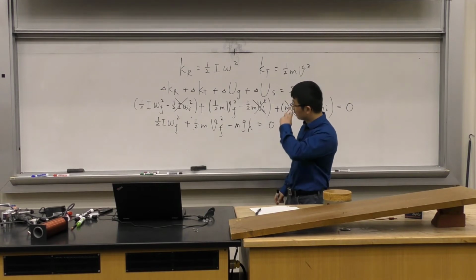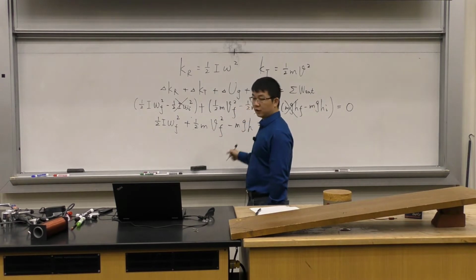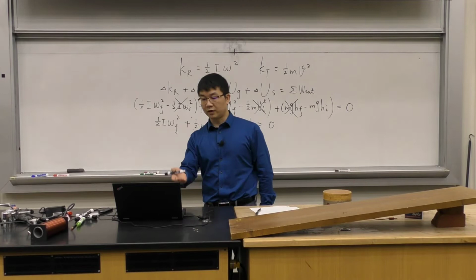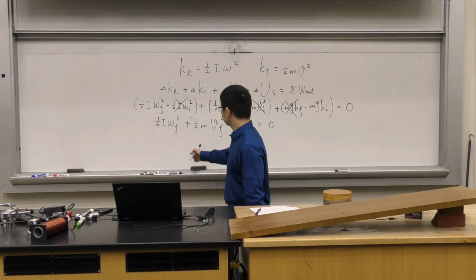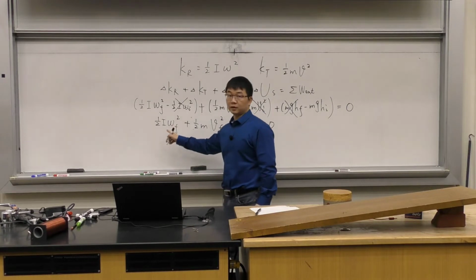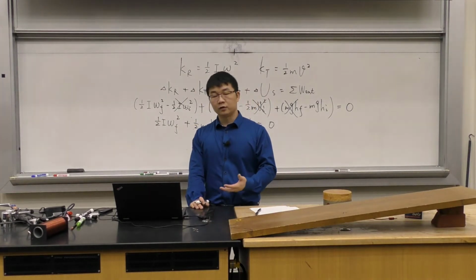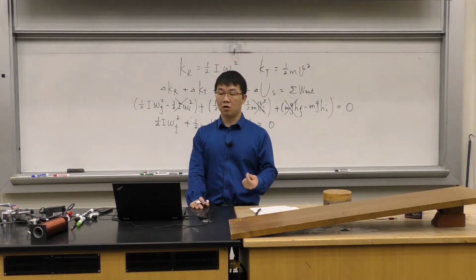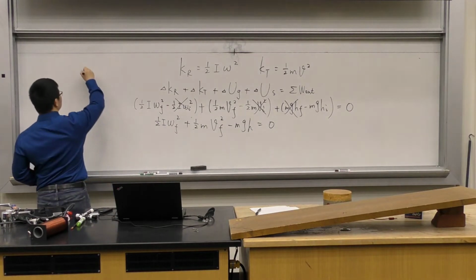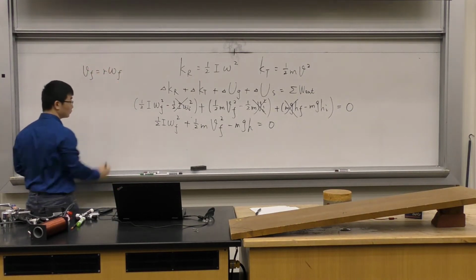But wait a moment. I, m, h are variables from the problem. I can just use these symbols. What about this omega F? I want to find vF, but that's another unknown. But again, remember, linear quantities and angular quantities are always connected by r. So that means vF is going to be equal to r omega F.